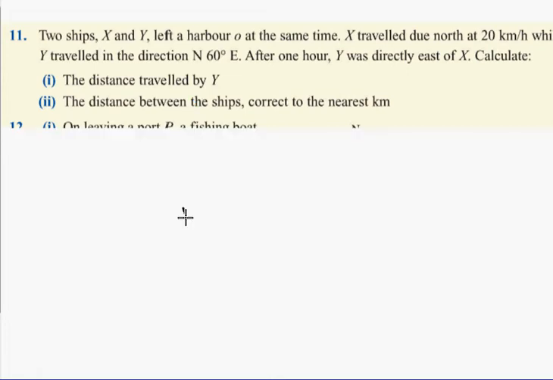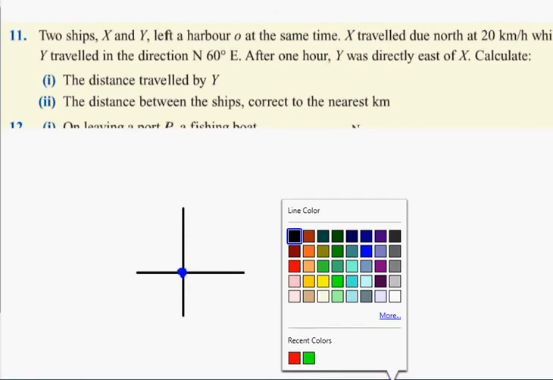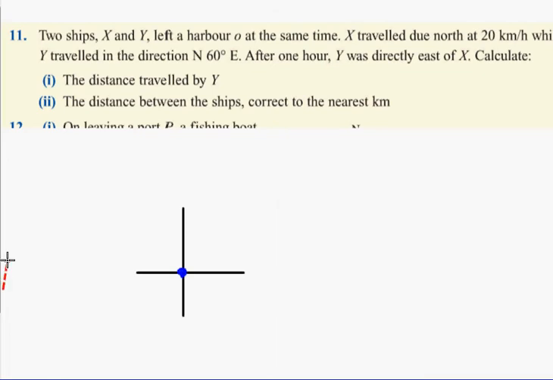Once again, draw a little northeast, southwest triangle. They start off at a common point, which is this point here. Once you're finished with that, we're going to draw in the ways the ships went. The first ship went directly north, and it goes 20 kilometers north because it's traveling at 20 kilometers an hour, and it travels for 1 hour only.